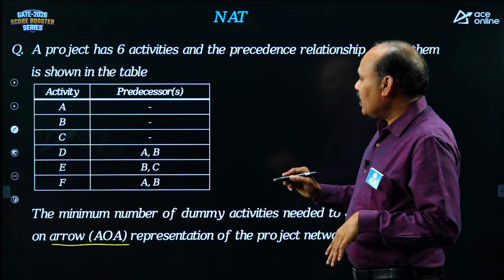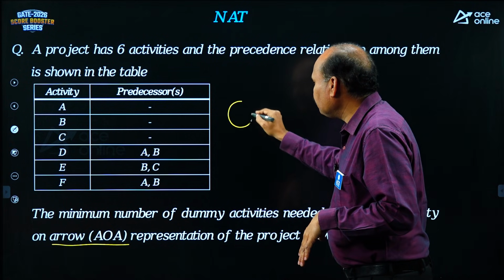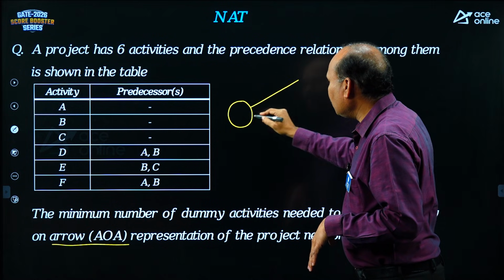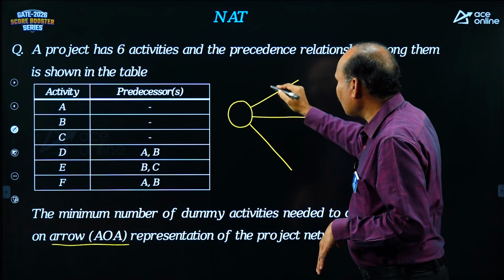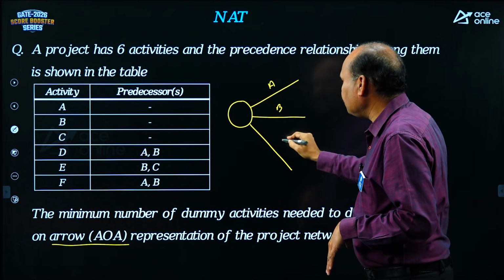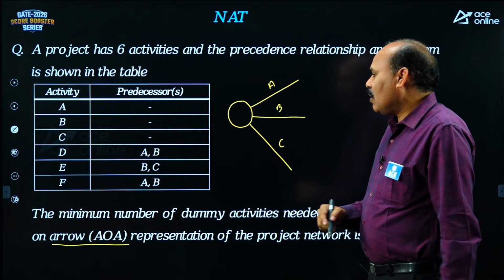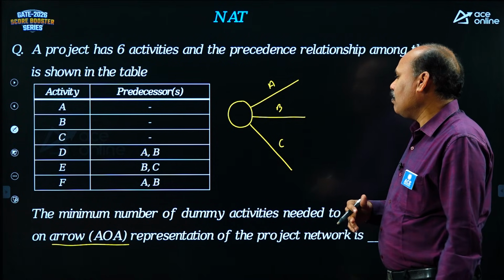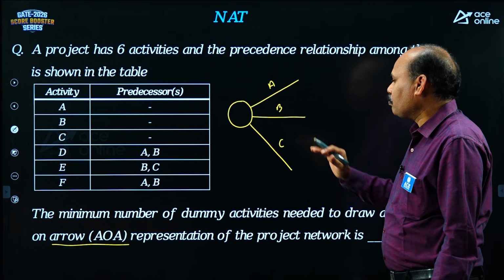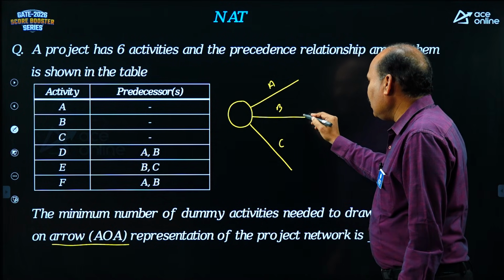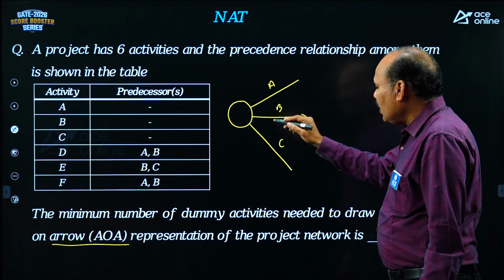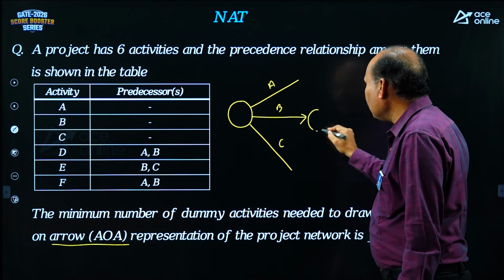How to draw the AOA diagram? Start with a circle. A, B, C, three activities you can take from the first circle. A, B, C. D after A, B; E after B, C; F after A, B. So now B is used in AB. So what am I going to do?